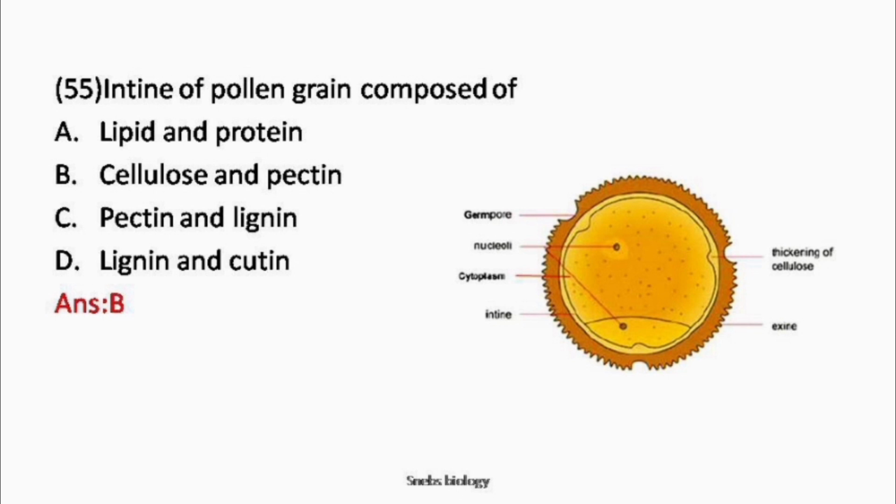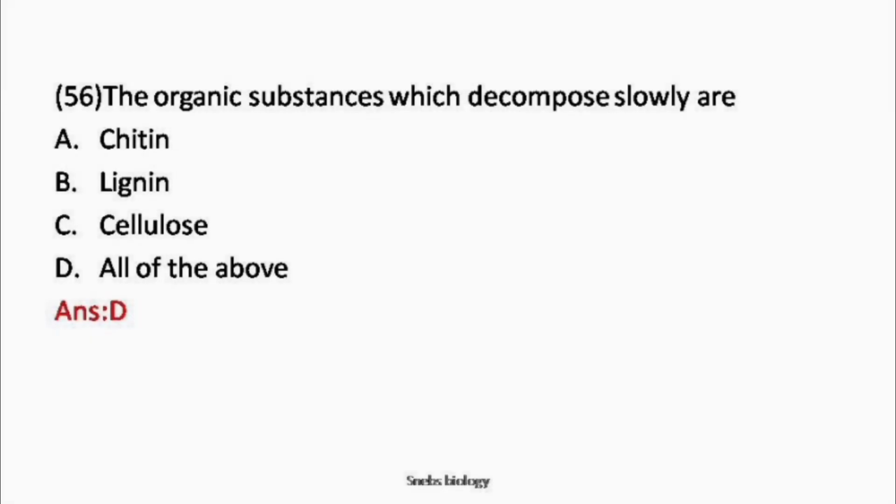Next, intine of pollen grain is composed of option A, lipid and protein, option B, cellulose and pectin, option C, pectin and lignin, and option D, lignin and cutin. So, the correct answer is cellulose and pectin. Intine is the thin layer which is surrounded by the thick layer of exine. Clear? Next, question number 56.